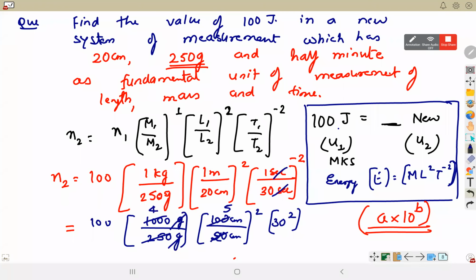This become 500 into 4 into 5 square, that is 25, into 30 square, that is 900. So 25 into 4 is 100, 100 into 100 into 100, that become 10 to the power 6. So 1 joule is 9 into 10 to the power 6 new unit. अब new का कोई नाम नहीं है, so you can skip it, you can leave it. It is a new system of unit. That's it.